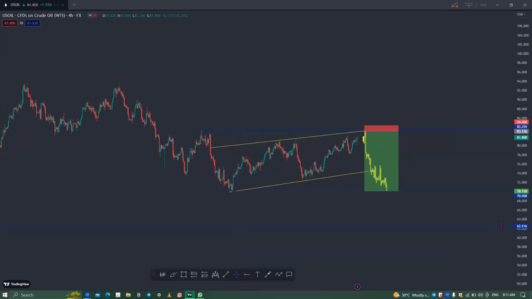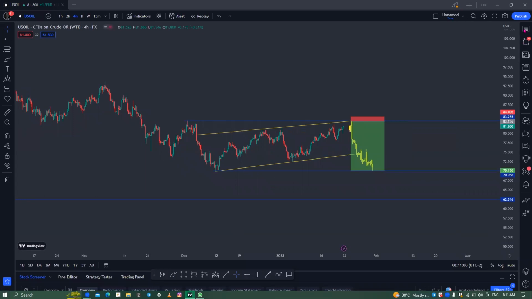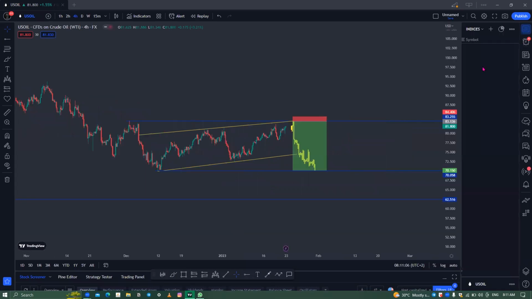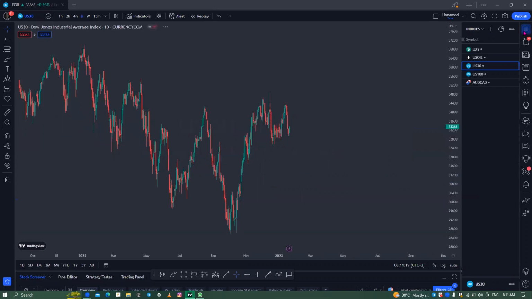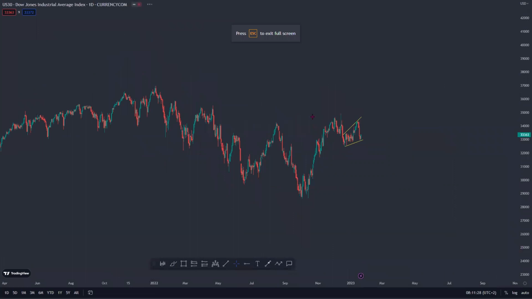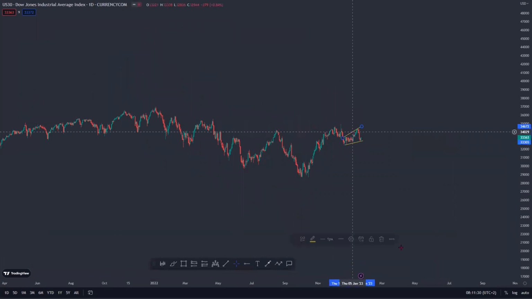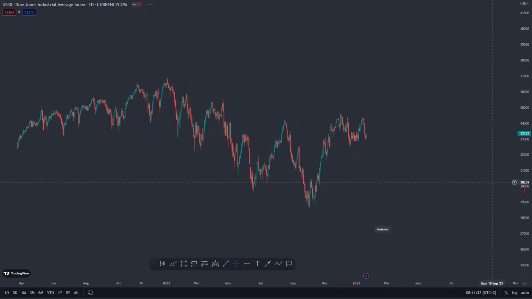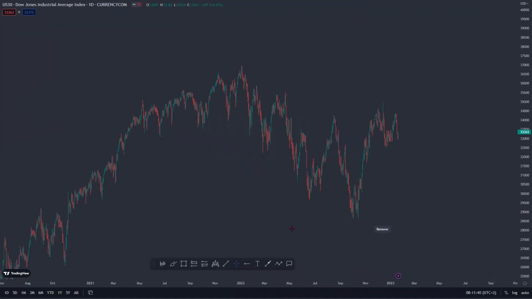So I'm going to analyze another pair, which is US30. I'll start firstly by going on a daily time frame. So let me just remove this. Sorry about this. So on a daily time frame, the basics: you mark your lowest low, and you mark your highest high of the structure.